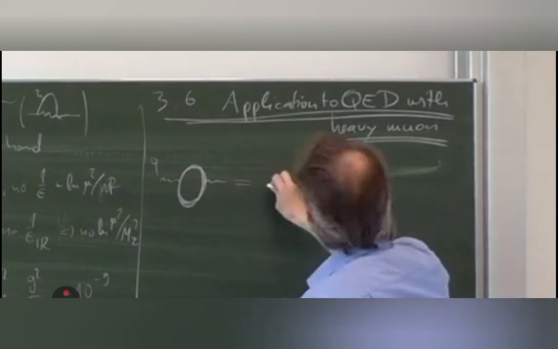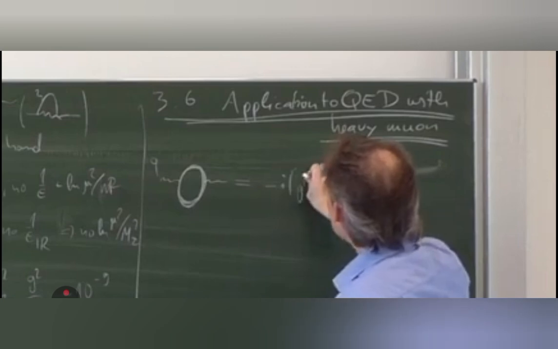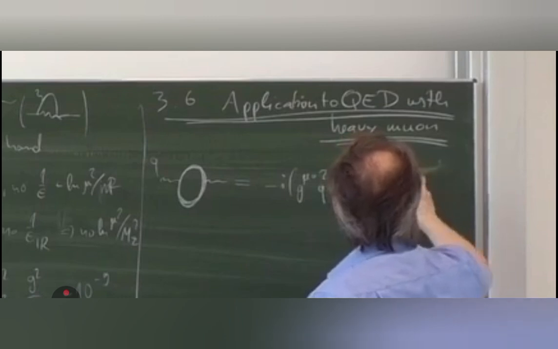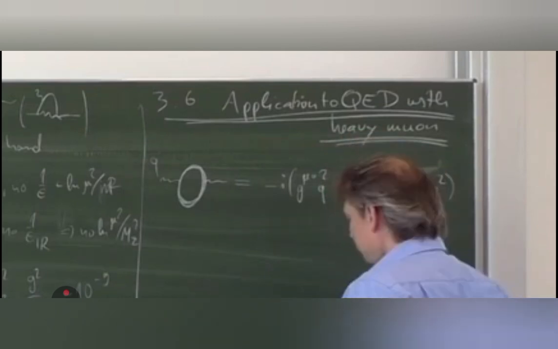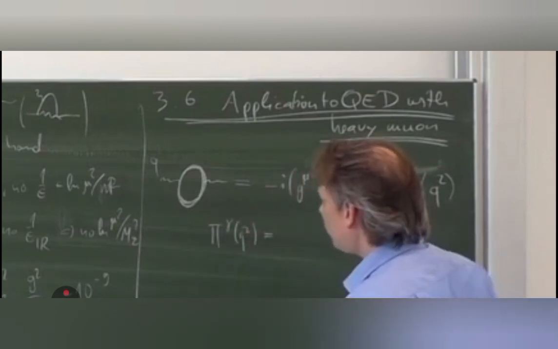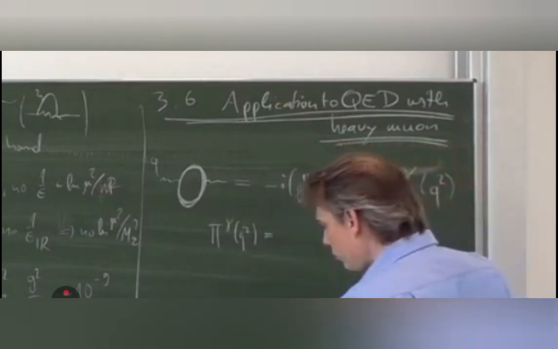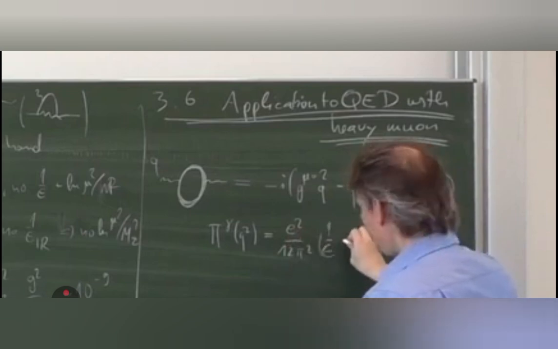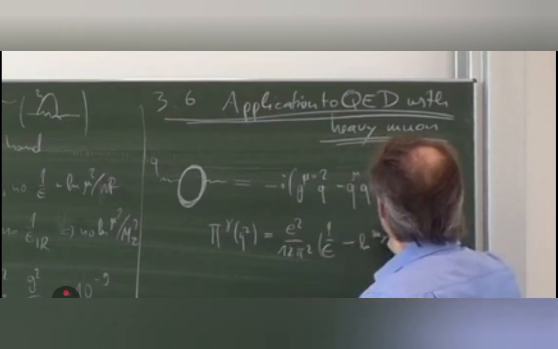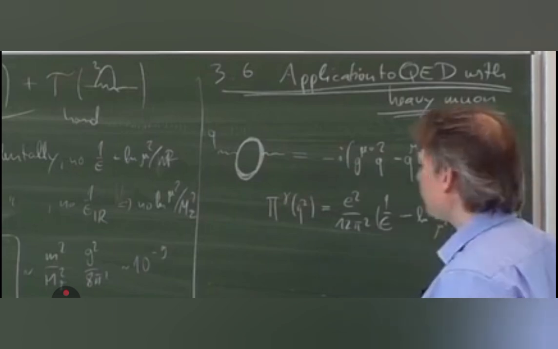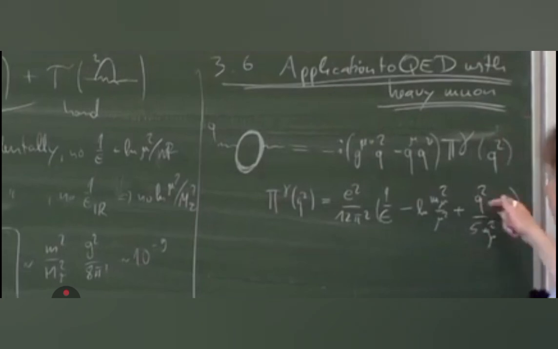And it can be written as follows: minus i (g^{μν} q² − q^μ q^ν) times the so-called vacuum polarization Π_γ(q²), and the result of Π_γ(q²) can be expanded in a Taylor series in small q², and it looks like this: e² over 12π² times 1/ε − ln(m_μ²/μ²) + q²/(5 m_μ²) plus higher orders in the ratio q² over the muon mass squared.